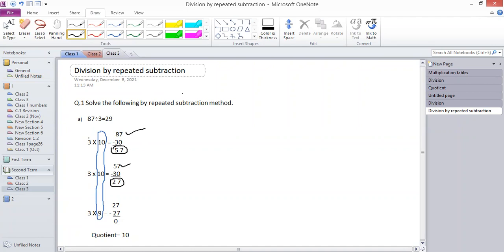Then for the answer, what you will do? The numbers you multiplied with are 10, plus also 10, and plus this 9. So they are equal to 10 plus 10 plus 9, and that is 29. So 87 divided by 3 is equals to 29. Is it clear, guys?